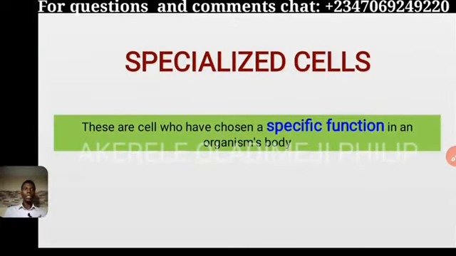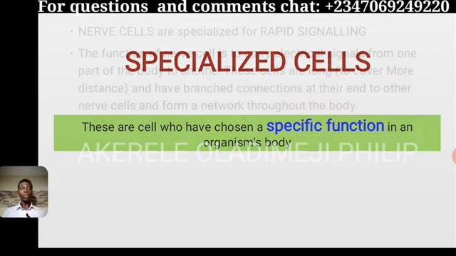So moving on, specialized cells. These are cells that have chosen a specific function in an organism's body. These are your keywords. They have chosen a specific function. They can't do any other thing. A muscle cell that is meant to contract and relax cannot start secreting fluid. No. If it does, something has gone wrong. And cells that are meant to secrete fluid will not start contracting. They have chosen a specific function for the rest of that organism's life.